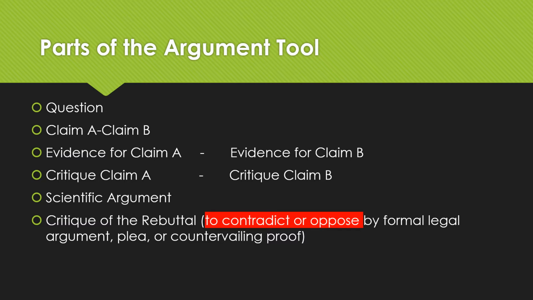And the scientific argument is the paragraph that you create on the backside of the explanation tool. It's the same. You will create a scientific argument by using the question, claim, evidences, and critique you have on the first page. And the final part is the critique of the rebuttal, meaning that you are going to explain why the claim that you don't support is not strong enough.